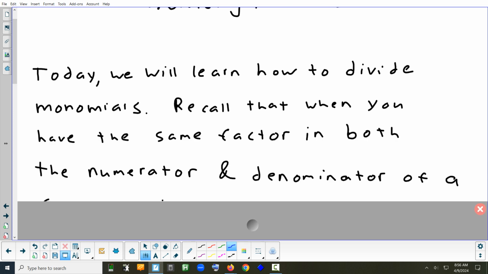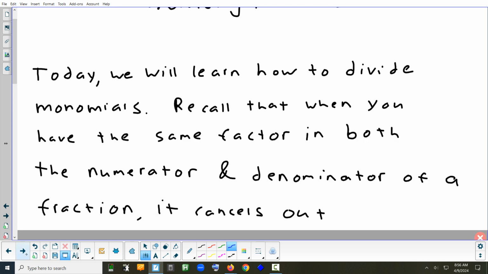All right, so this part, we're just going to read this. You don't have to write this part down. But remember, when you have a fraction and you have the same factor in the top and in the bottom, it cancels out. So what do I mean by that? So let's say you had something like 3 times 5 over 12 times 3.